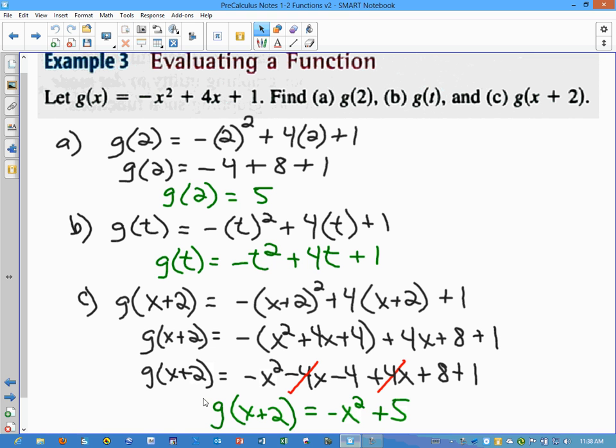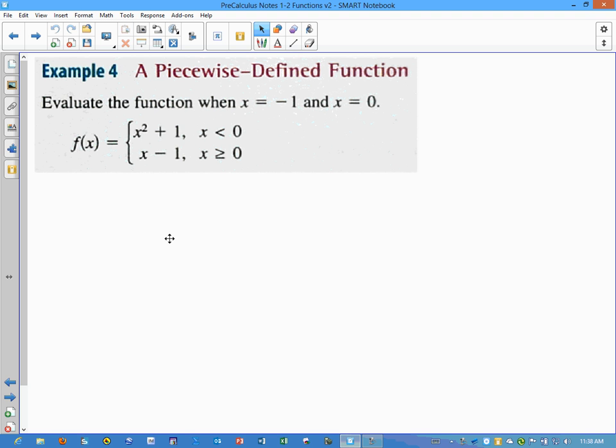All right, piecewise functions. Let's talk about piecewise functions. It is possible to have more than one rule for your function. Different intervals can have different rules. That's called a piecewise function. So looking at this, if x is less than 0, we use this rule for the function. If x is greater than or equal to 0, we're going to use this rule.